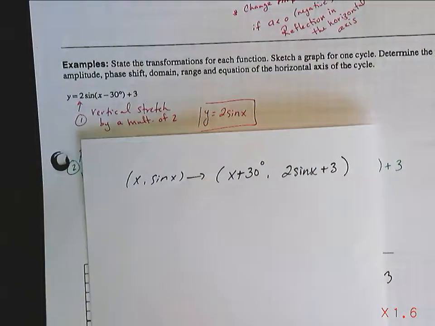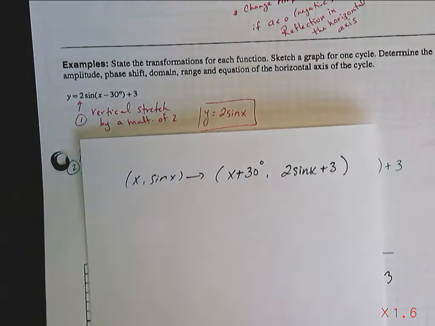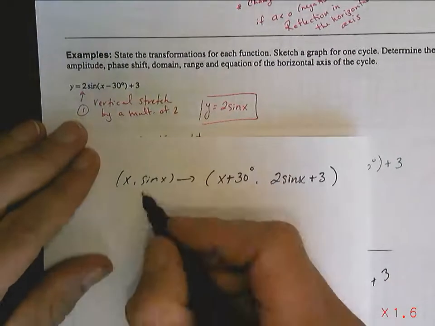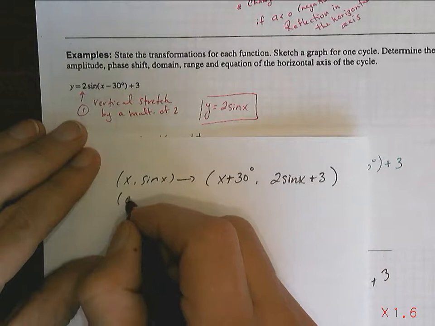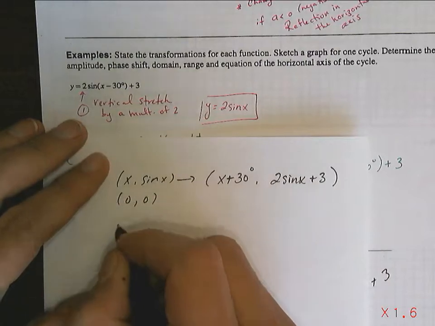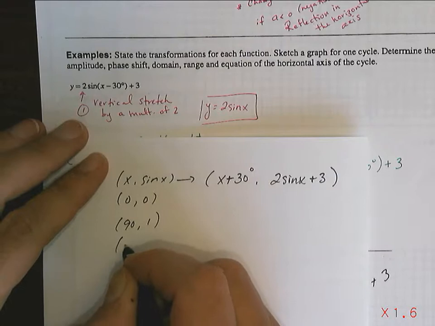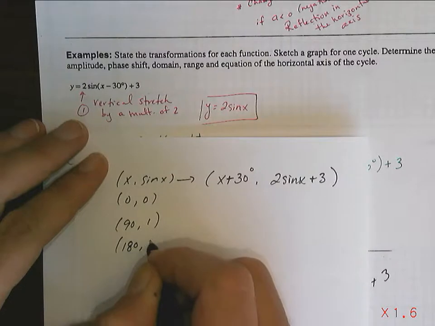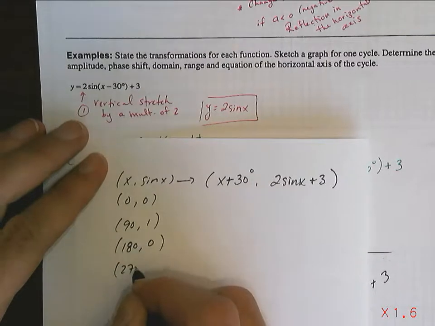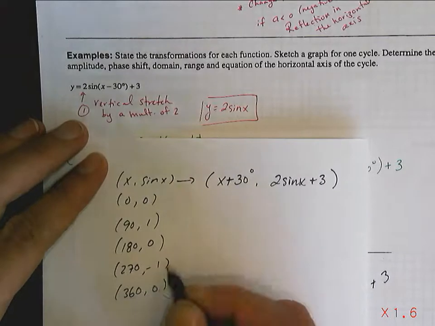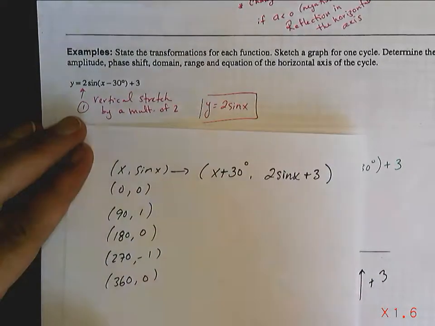Now that's a little bit more complicated. Nobody said that this was going to be straightforward. We may have to think about this for a minute. So then what you could do is come up with your critical points for the sine curve, which are as follows: 270, negative 1; 360, 0. So those are my critical points for the sine curve.